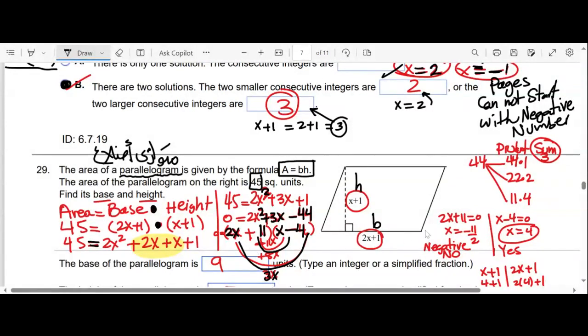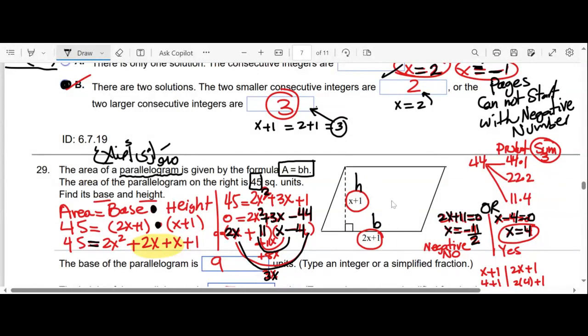So after you finish, you get 2x plus 11 equals how much? 0, or x minus 4 equals what? 0. Then you find how much is x. x equals how much here? Negative 11 over 2. That's a negative number. Can we say x is negative 11 over 2? No, we can't. What about x equals 4? Yes, you can accept that. You can tell me why.